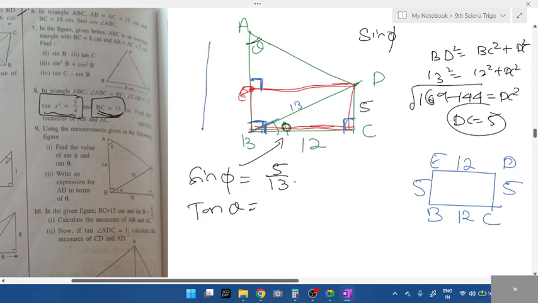What's the entire length of AB, students? First tell me this. What's the entire length of AB? 14. In that, if BE is 5 centimeter, what about AE? What will be the remaining? 14 minus 5. It should be 9 centimeter, right?